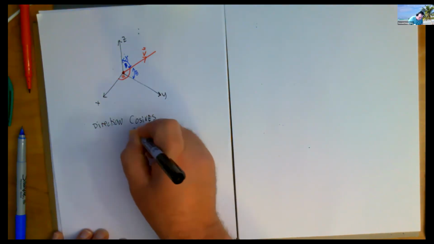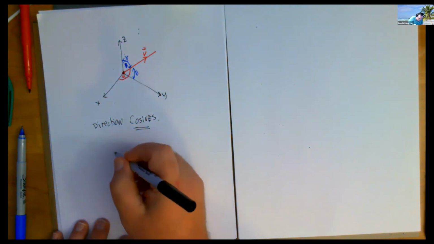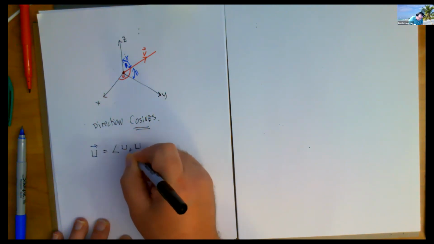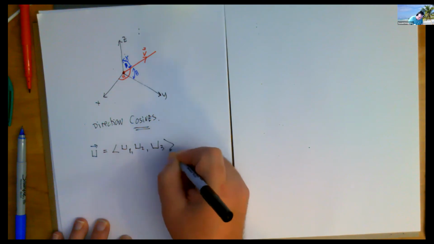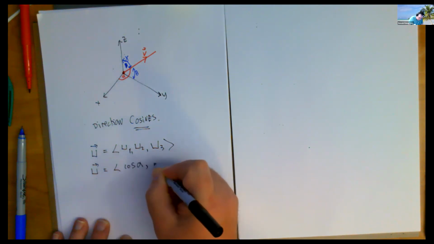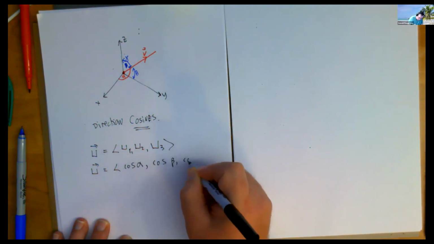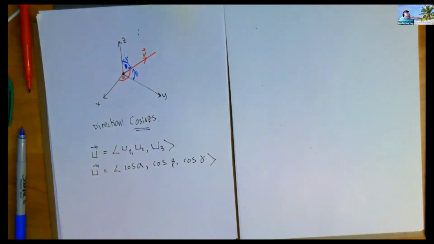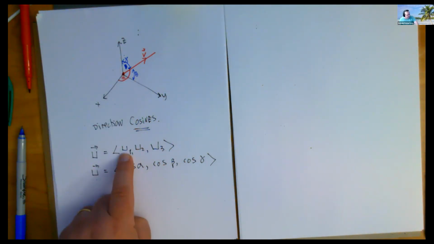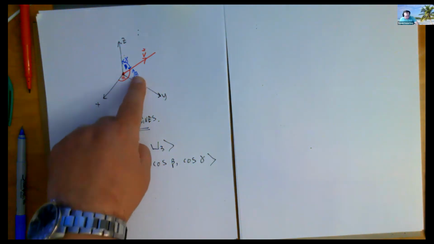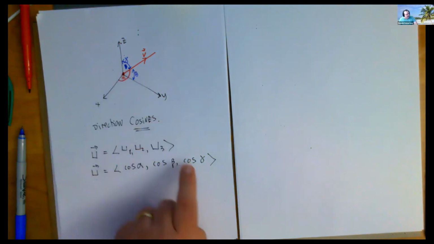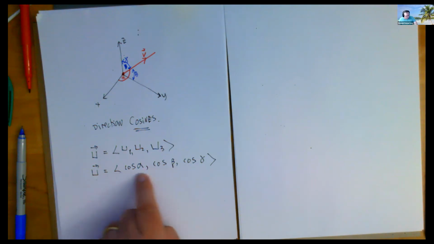Now, the word cosine is important because it tells us that if you have a unit vector u1, u2, u3, then the vector u is going to be the cosine of alpha, the cosine of beta, and the cosine of gamma. In other words, the cosine of alpha is the x component of the unit vector. The cosine of beta is the y component, and the cosine of gamma is the z component. These are called direction cosines.